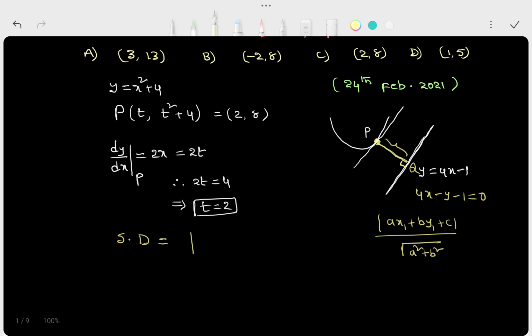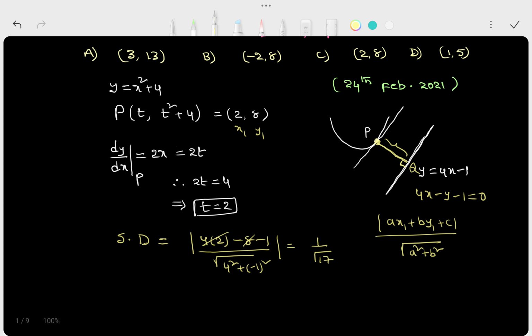So here point P will be (2, 8). This is x1, y1. So modulus of 4 times 2 minus 8 minus 1, whole divided by root over a square plus b square, and that equals 4 square plus (minus 1) whole square. What will this value be? Plus 8 and minus 8 will be cancelled. So it is 1 by root 17.